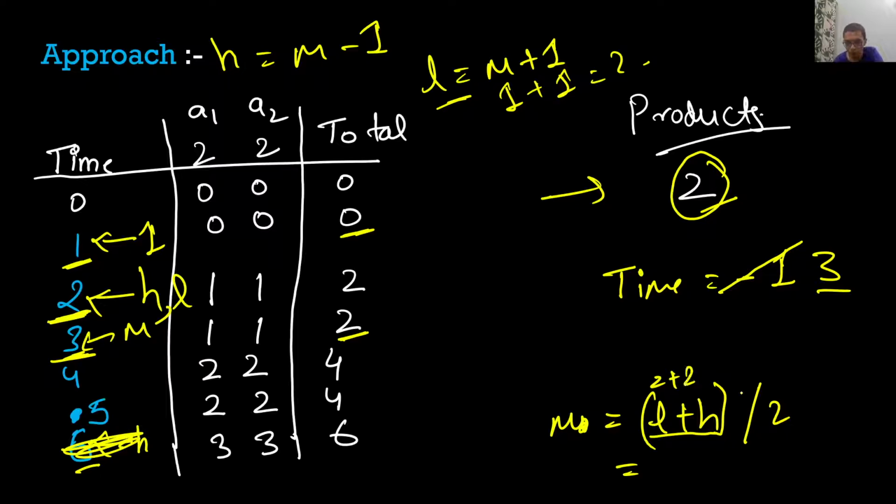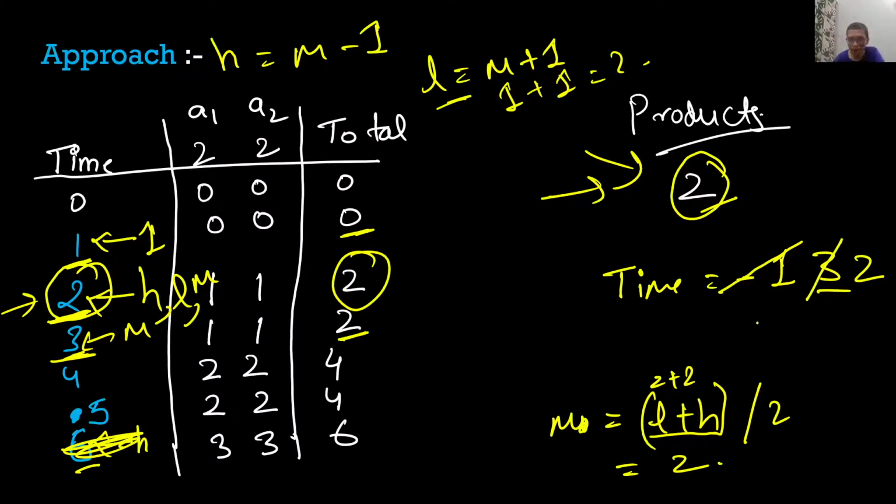So 2 plus 2 divided by 2. 2 and 2 is 4. 4 divided by 2 is 2. So now my mid is also over here, right? Is pointing at this 2. So tell me, after 2 seconds, how many products can I make? I can make two products, right? And 2 is what I want. So again, I'll change my time from 3 to 2. Hence, we can see that I'm getting 2, which is my correct answer, right?